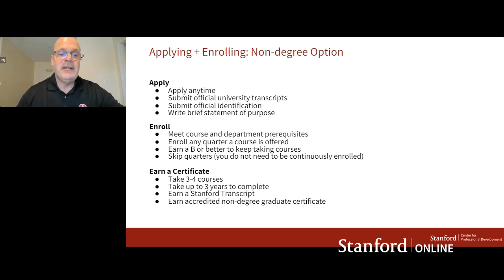You will need to submit official identification. That is a federal requirement. We are required to take your identification, which can be a driver's license, passport, whatever type of official ID you have, and you need to submit that with your application. As I mentioned earlier, there is a section in the non-degree program application where you're going to have to write a brief statement of purpose. That's a section where you provide information about what course or program you're interested in, and why you feel it will be beneficial for you to undertake that course or program.